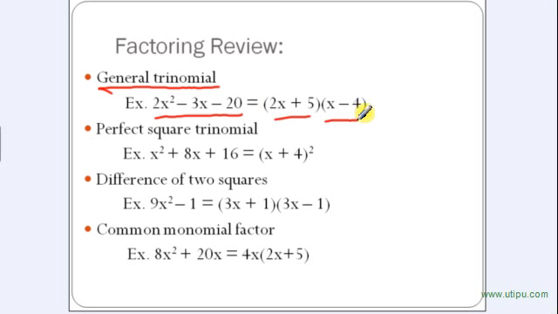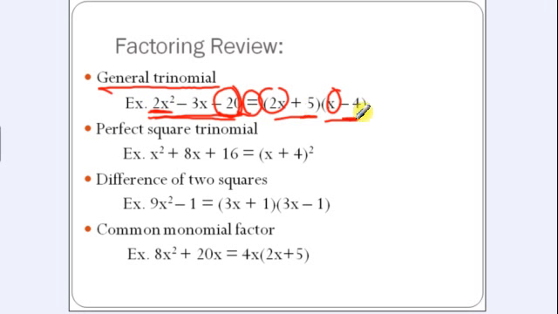Now, we have to be careful because we need to make sure the product of the binomials does in fact equal our original trinomial. When I factor trinomials, I think FOIL in reverse. I want first times first to equal first. Well, the only way to get 2x squared is 2x times x. And then I set it up so that last times last equals last. So positive 5, negative 4 would get me to negative 20.